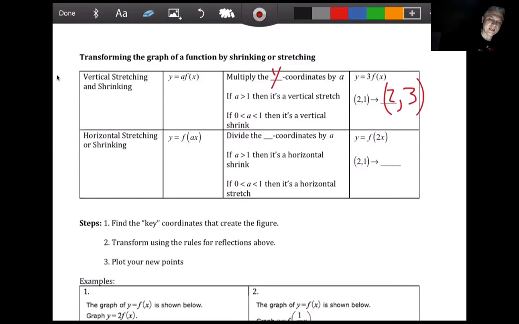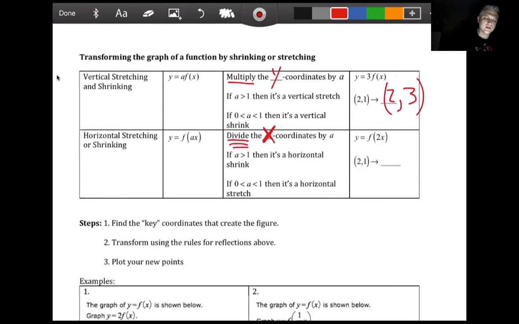So whatever this a is, we are going to divide the x coordinates by a. Up above it was multiply for y, but for x, we're dividing. So if a is bigger than 1, it's going to be a horizontal shrink, which is going to look like a vertical stretch. A horizontal shrink is like sucking your gut in. It makes you actually look like you're taller, sort of skinnier. If a is between 0 and 1, then it's a horizontal stretch, which makes it look wider.